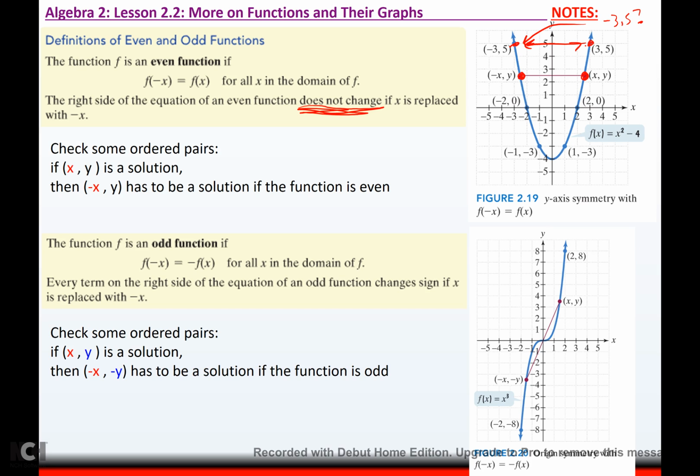Okay, the function f is an odd function if f of negative x equals negative f of x for all x in the domain of f. What that means is that if every term changes signs in the function after you replace x with negative x, then the function is odd. You can also look at some ordered pairs. For example, this ordered pair (x, y), if I change both of its signs and see if it's on the graph, it is. If it is, then it's an odd function. If I take a real point, (2, 8), and I change both signs and check to see if it's on the graph, sure enough, it is, which means the function is odd.